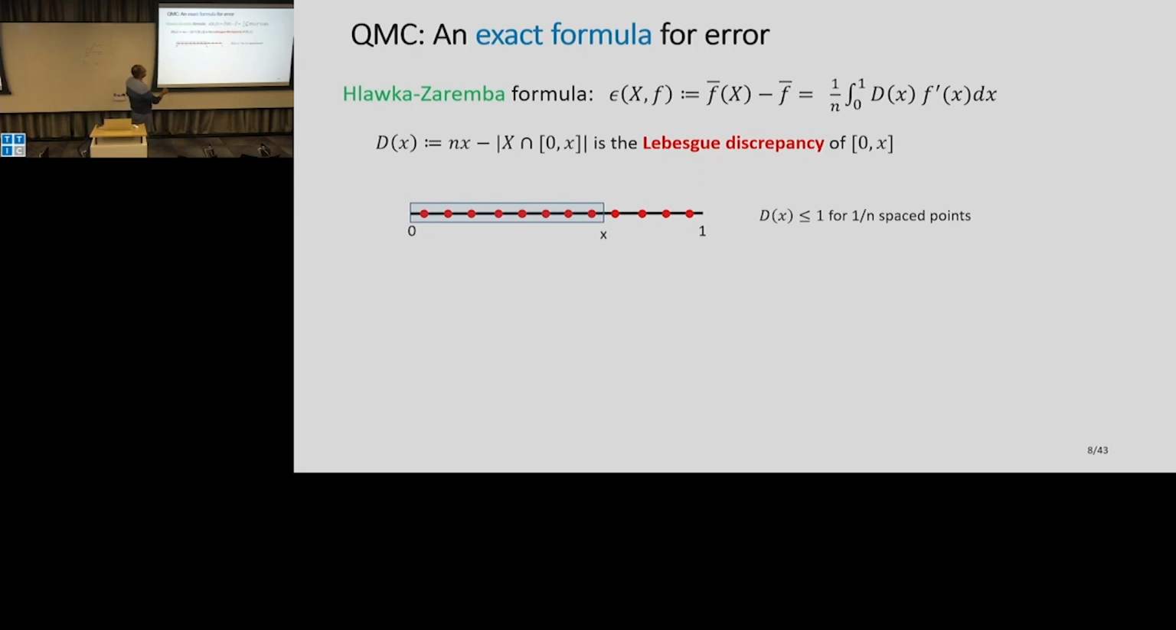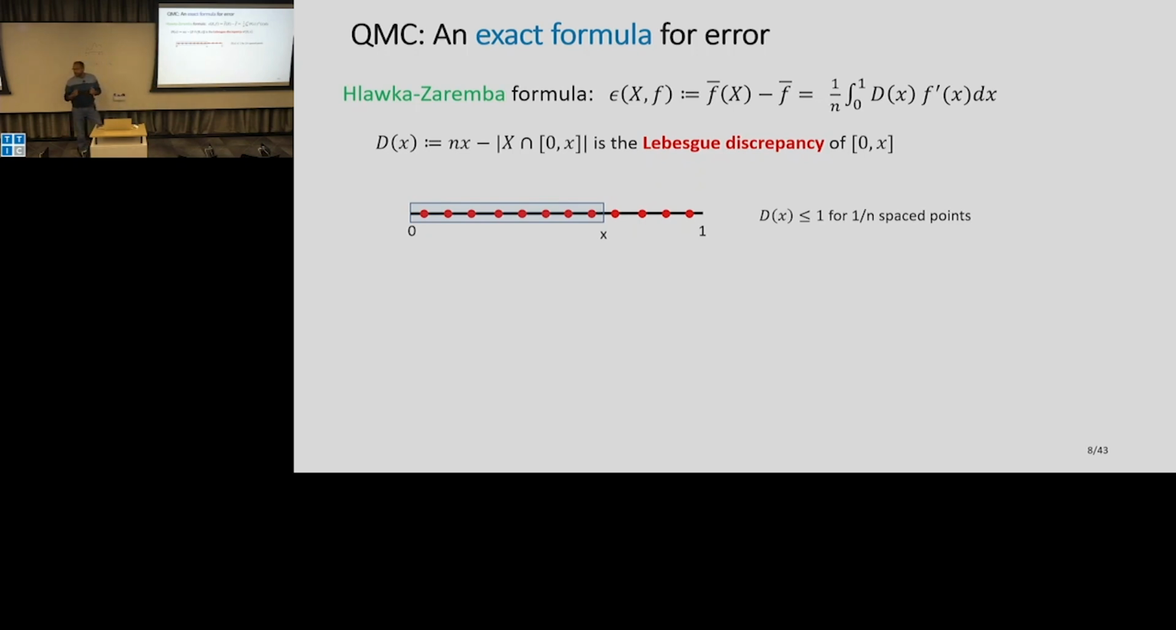But it says the following. If you look at the error between your sample average and the true average, it's given by this quantity. So f prime is the derivative of f, times this thing called D of x, which is what's called the Lebesgue discrepancy function of how well these points are placed. So let's see what this means. Suppose I place these red points. D of x is defined as follows: I'm placing n points in this interval. If I look at any prefix interval 0 through x, I look at n times the continuous measure of this interval, n times little x, minus how many points fall in that interval.